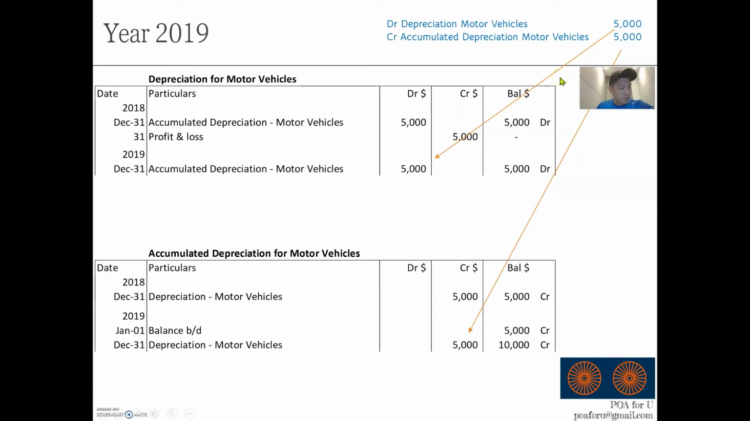The accumulated depreciation is charged again at the end of the year in 2019, and it's 5,000 there, right? We have this 5,000 accumulated depreciation also charged in here. Now the difference between these two accounts is the depreciation account, that is an expense account, its balance will then be 5,000 and not carrying forward from last year, because last year you already closed this account off to the profit and loss and brought it to the statement of financial performance.